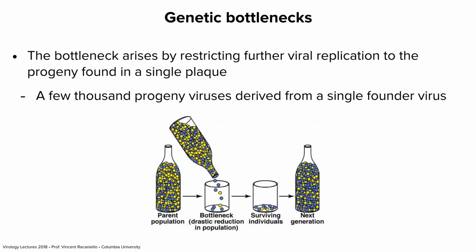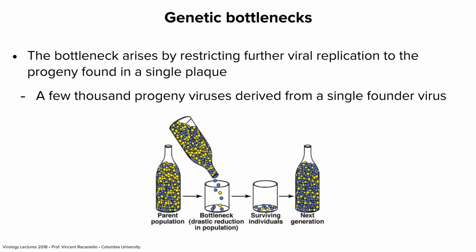Well, what's going on is that we are subjecting the virus to a genetic bottleneck. We restrict replication to the viruses found in a single plaque. And there aren't so many viruses in a single plaque compared with an entire virus population. A few thousand viruses derived from our initial stock. So let's say we're doing this with polio. We have a stock of virus which is 10 to the 9th PFU per mil. And we infect the monolayer with that, but we're restricting the passage to a few thousand progeny.